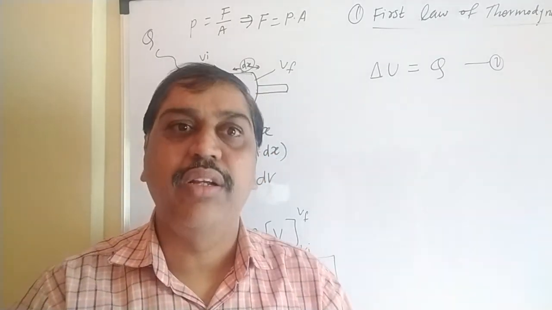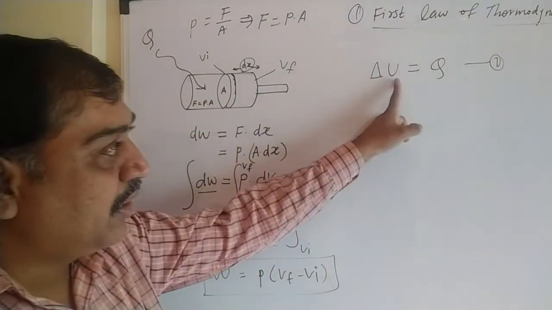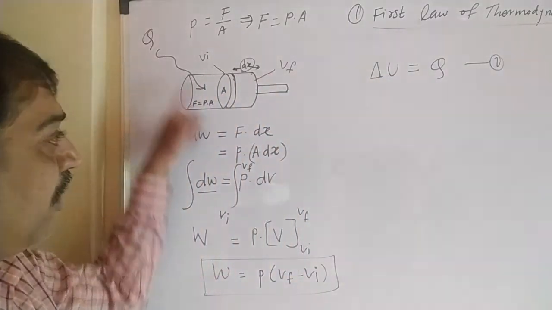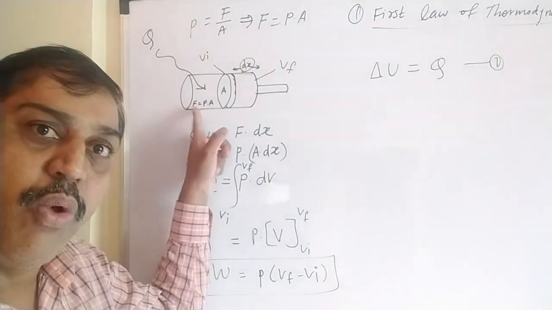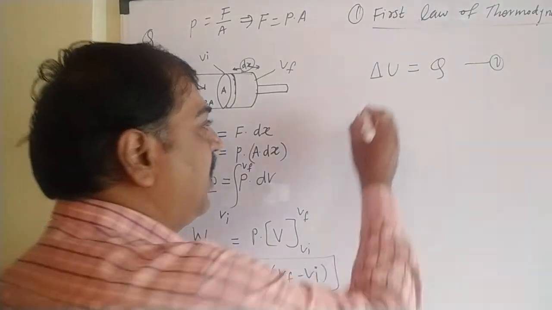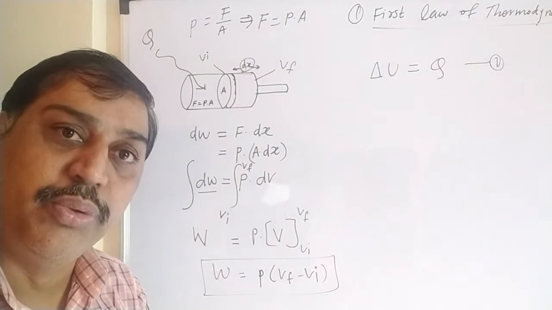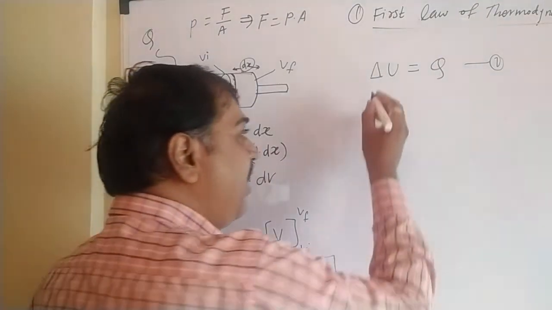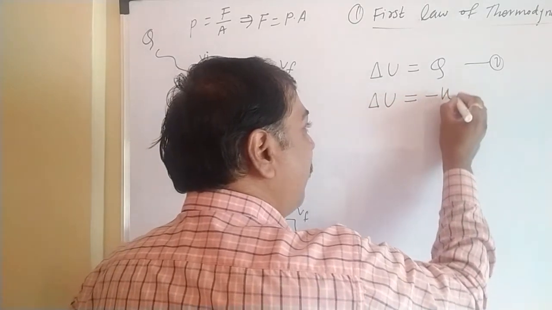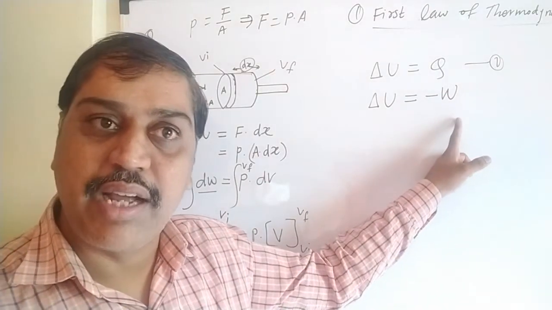The total amount of energy supplied to the system is either used to increase the internal energy, that is the first case. Second case, if it does not increase the internal energy, the whole energy supplied is used to perform work done. Then what can we write? Then you can write here that the amount of energy supplied to the system is used to do the work done, and that's why the internal energy decreases, and that is equal to minus W, because the whole energy is used in work done, that's why it comes to be minus.